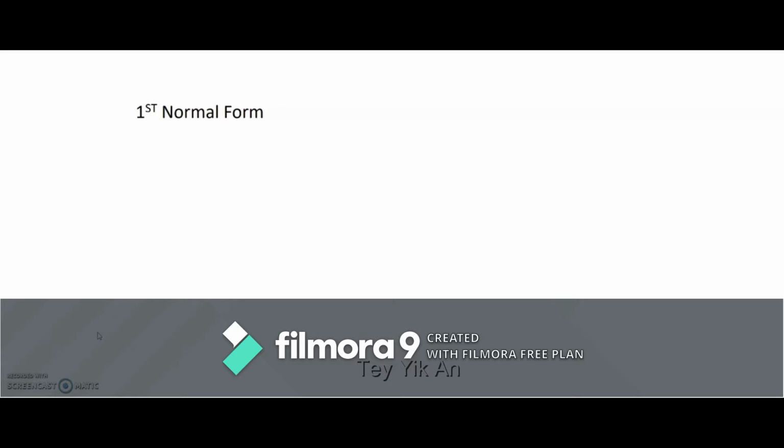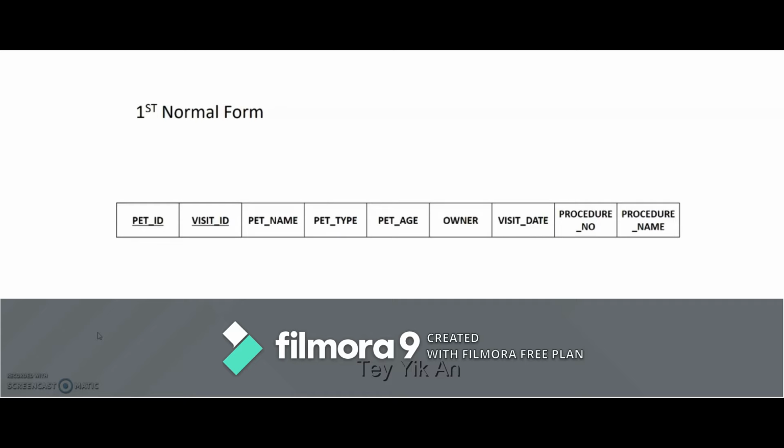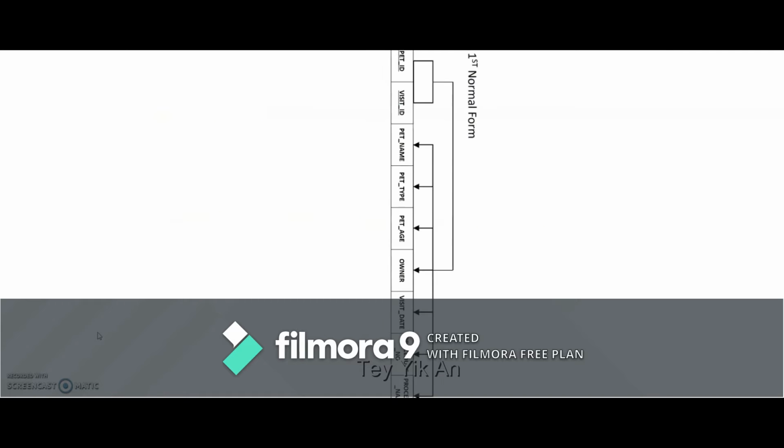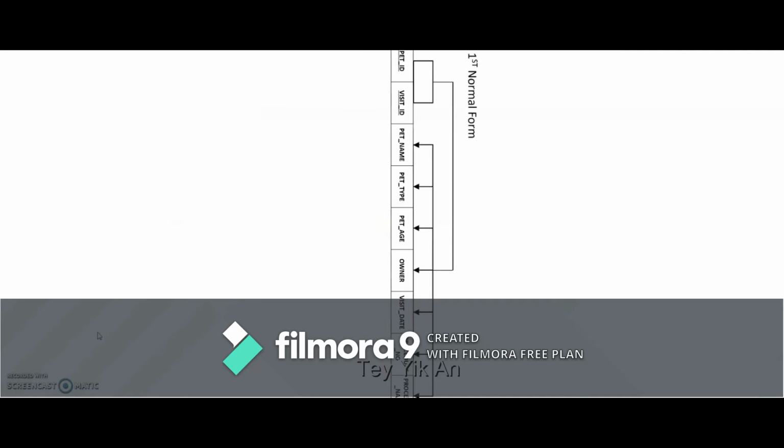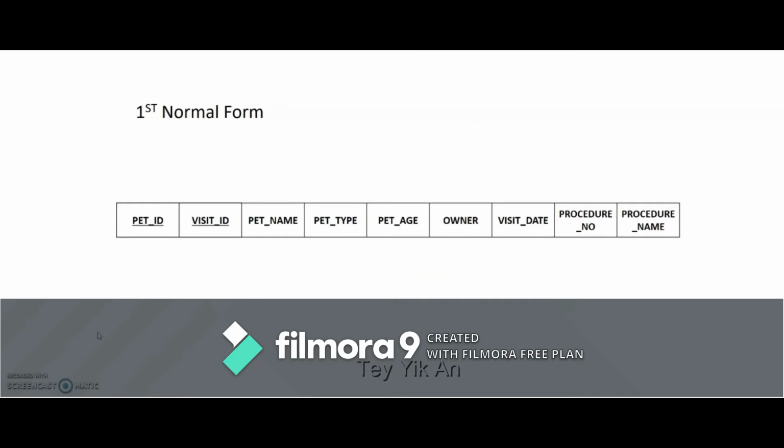From step 2, we know that the table has pet ID, visit ID, pet name, pet type, pet age, owner, visit date, procedure number, procedure name. The partial dependencies of pet ID are pet name, pet type, pet age, owner. And the partial dependencies of visit ID are visit date, procedure number, procedure name. And the last is the transitive dependency of procedure number and procedure name.